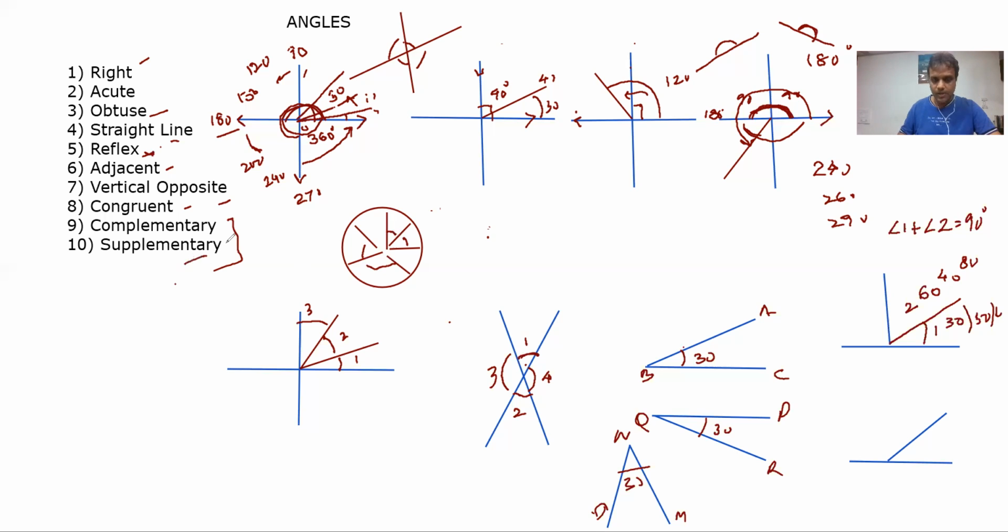Now the last one, which is the supplementary angle. If this is angle 1 and this is angle 2, then angle 1 plus angle 2 should be equal to 180 degrees. This is the difference. This was 90, this is 180. When the sum of two angles is 180 degrees, they are called supplementary angles. So if angle 1 is 30, then the supplementary angle, angle 2, will be 150 degrees. This is asked in the exams very, very often, right?